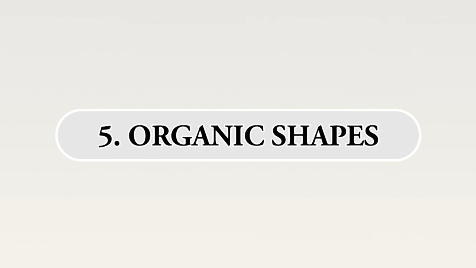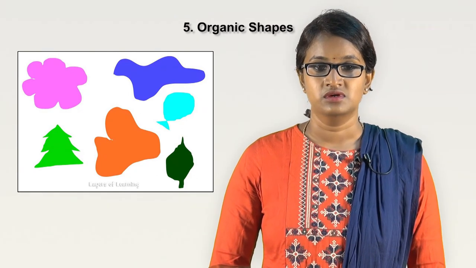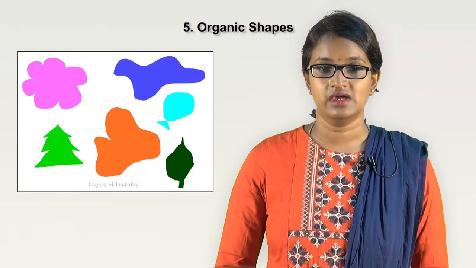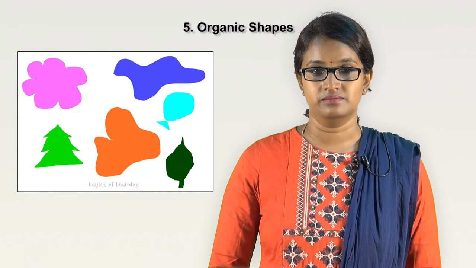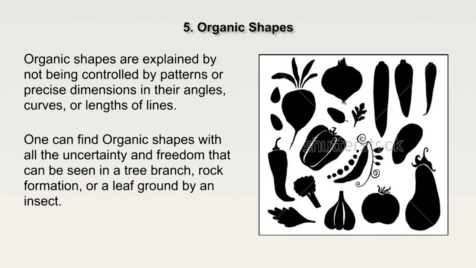Organic shapes. Organic shapes refer to shapes with a natural flowing look and curved appearance. These shapes and forms are characteristically uneven or asymmetrical. Organic shapes are explained by not being controlled by patterns or precise dimensions in their angles, curves, or length of lines.